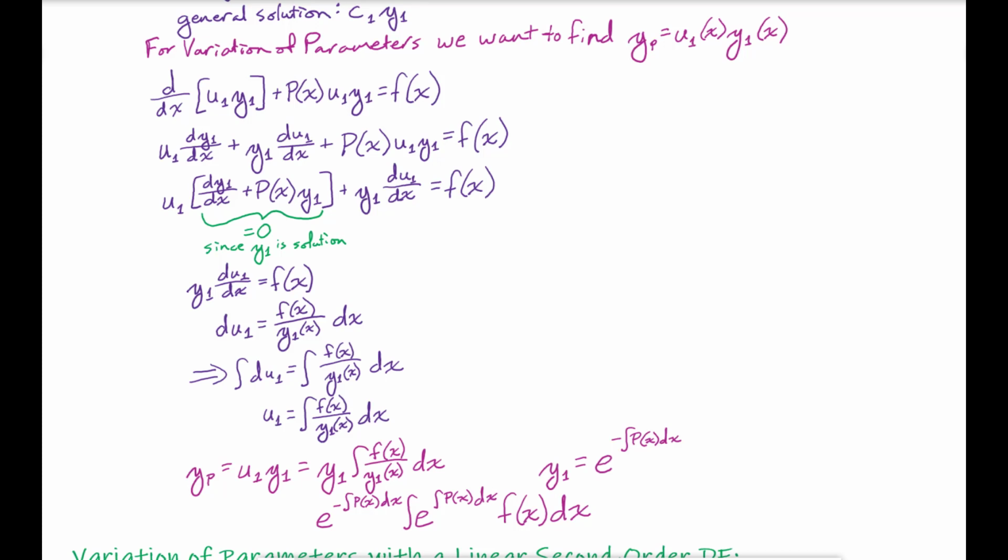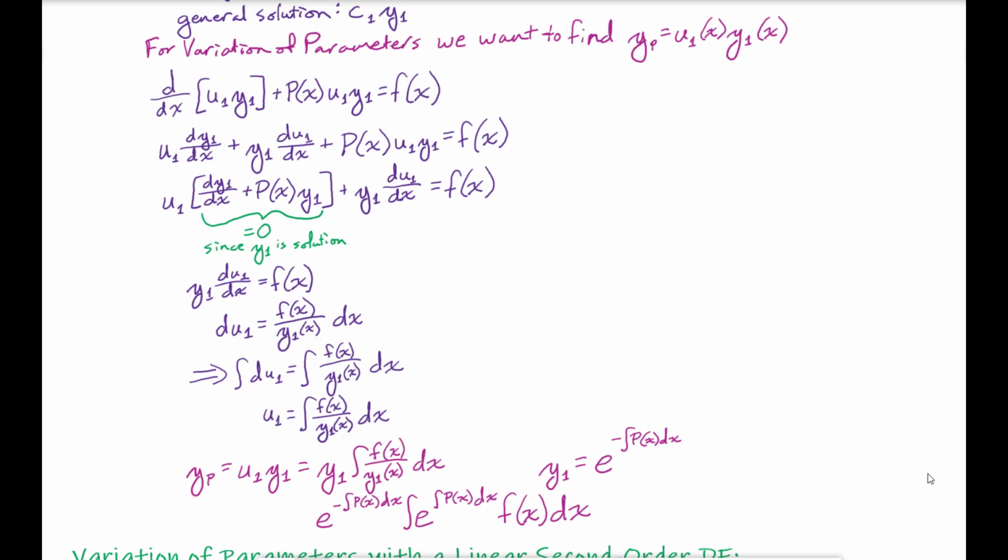Now remember, y sub 1 equals e to the negative integral of p of x dx. So substituting that in for y sub 1, I find myself with e to the negative integral of p of x dx times the integral of e to the integral of p of x dx times f of x dx. That's the same y sub p that I had. So this method works by substituting in u1 y1 as a solution and then figuring out what u1 has to be in order for that to be the case.